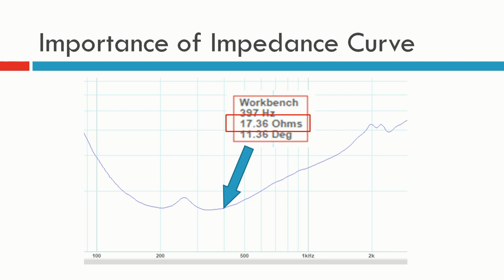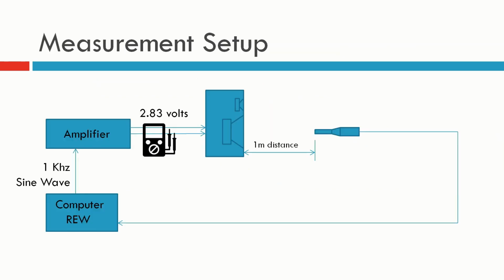So why is this important? Well, the 2.83 volts that we mentioned earlier is going to now change, and there's a simple formula to calculate what the target voltage needs to be, and it's simply the square root of the impedance at that frequency. So 17.36, square root of that is 4.16 volts. So our target voltage is no longer 2.83 volts, it's 4.16 volts that we'll be looking for on our voltmeter.